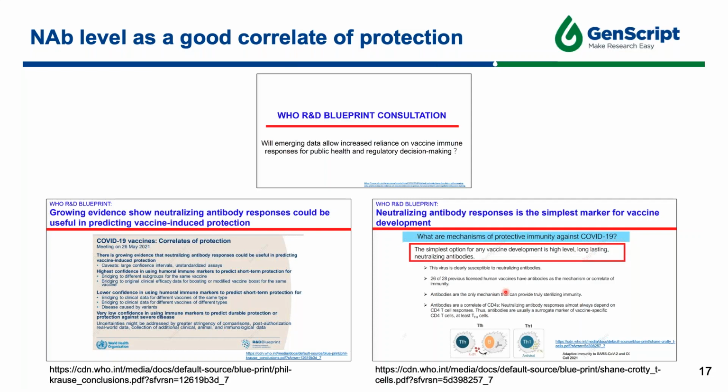And also, as stated by another expert, the simplest option for any vaccine development is high-level, long-lasting neutralizing antibodies. Next, I would like to share some of the key scientific evidence that shows that neutralizing antibody is a good correlate of protection.